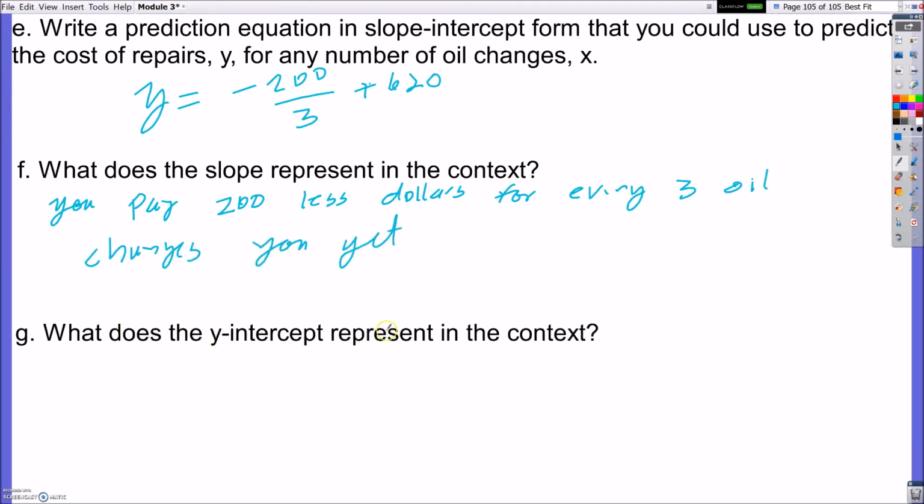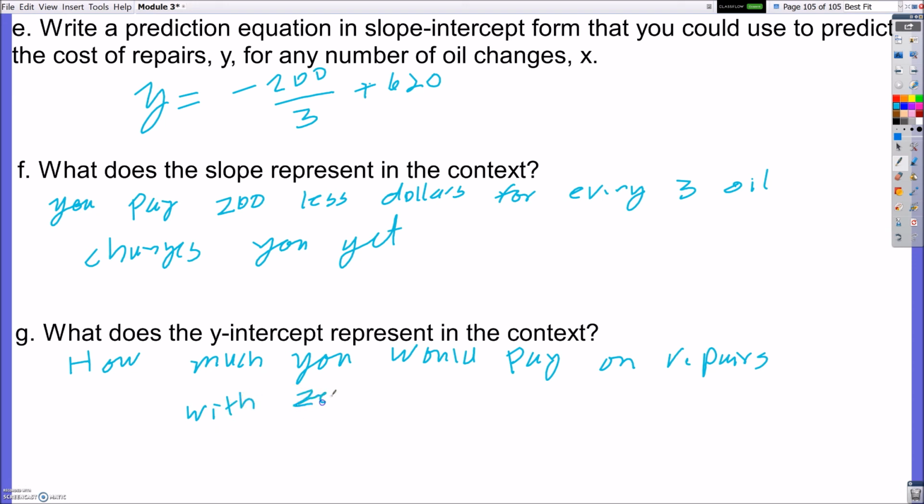And what does the y-intercept represent in this context? So the y-intercept is how much I go up and down, and that would represent how much you would pay on repairs with 0 oil changes.